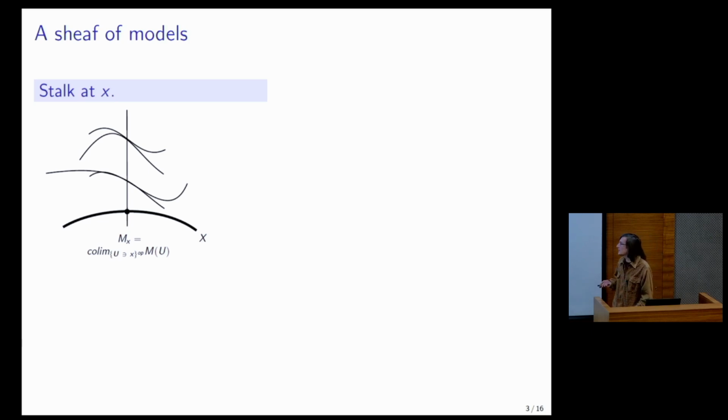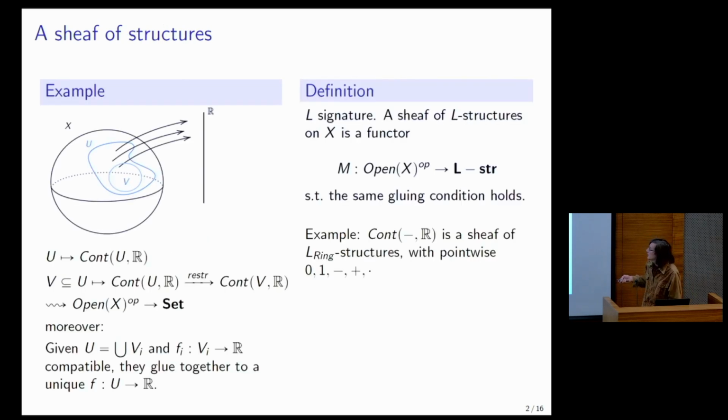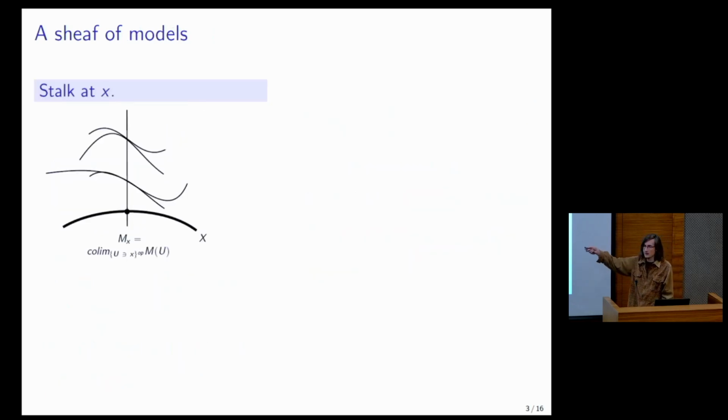So what is a stalk? If you have this topological space and you have a point in that, then, so this still belongs to my previous example of continuous functions, you look at the continuous function germs. So functions which are defined on some neighborhood of that point, up to having the same restriction to some smaller neighborhood. Okay, and this set of these equivalence classes, the set of these function germs, that's the stalk in this particular sheaf. Yes, and in general, it's defined with this colimit formula.